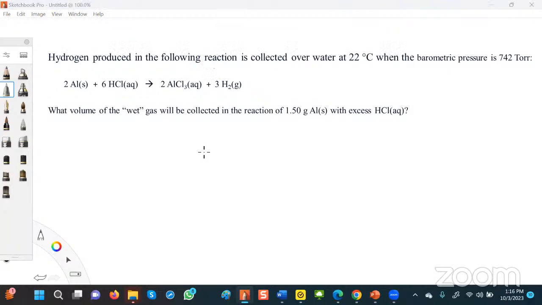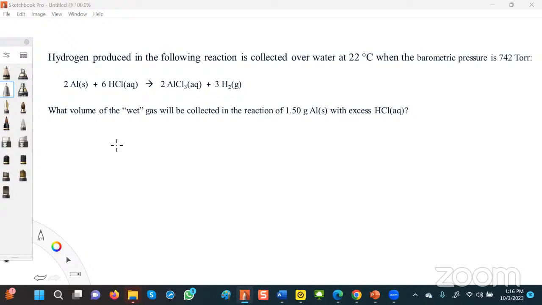All right, so this question says, hydrogen produced in the following reaction is collected over water at 22 degrees Celsius when the barometric pressure is 742 torr. It gives you the balanced equation, and the question is asking, what volume of the wet gas will be collected in the reaction of 1.5 grams of aluminum in excess hydrochloric acid?